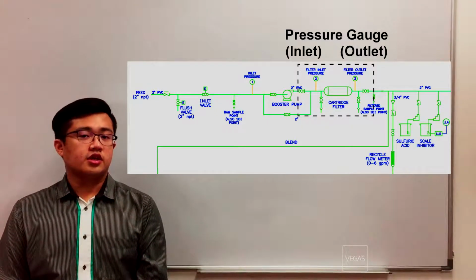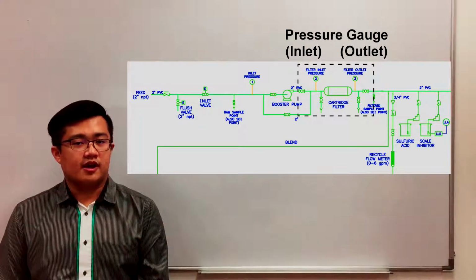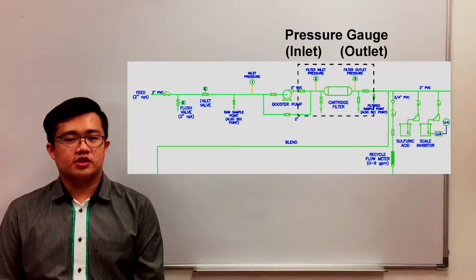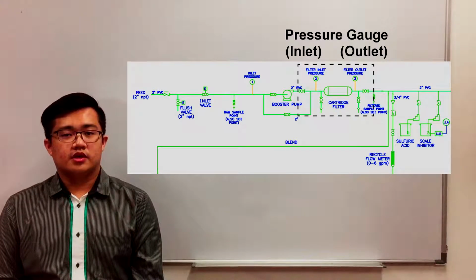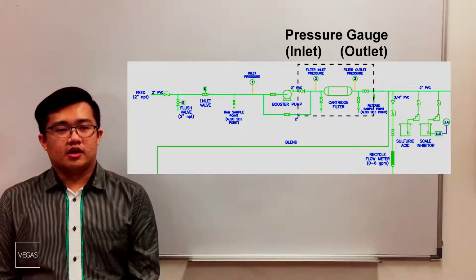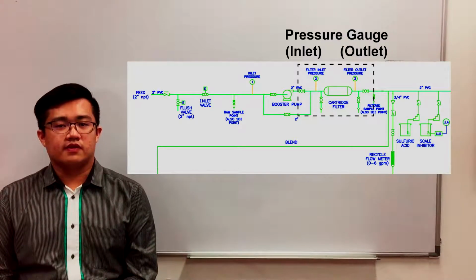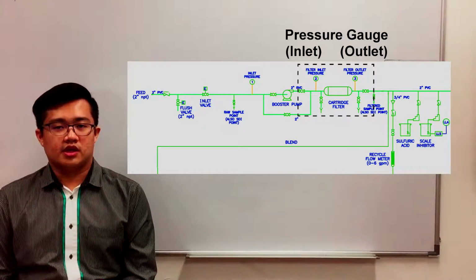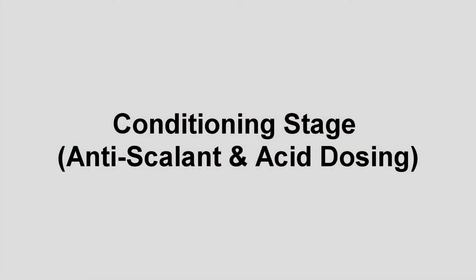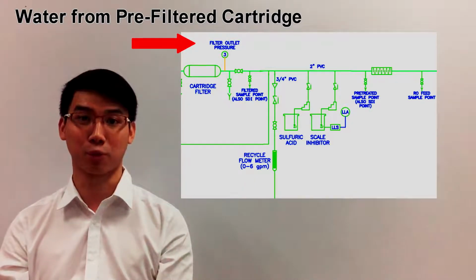There are two pressure gauges present in the filter. One is before entering the filter, one is after exiting the filter. The purpose of the pressure gauges is to indicate the differential pressure of the filter, where a sudden spike of pressure indicates clogging of the filter, whereas a sudden drop indicates a rupture or leakage of the filter. Thanks.